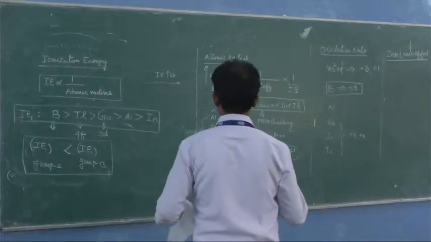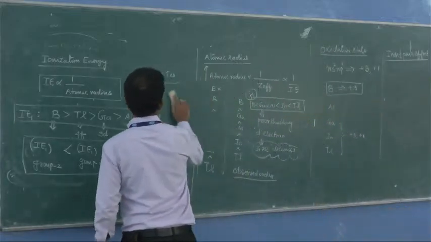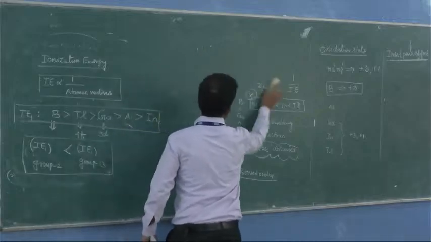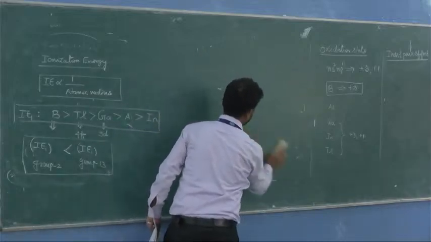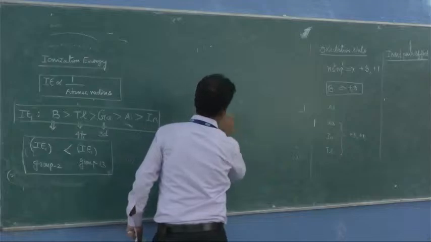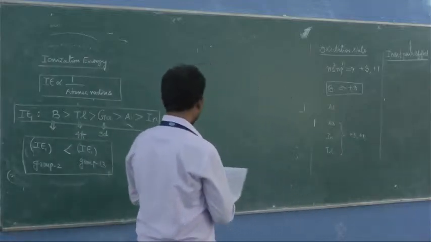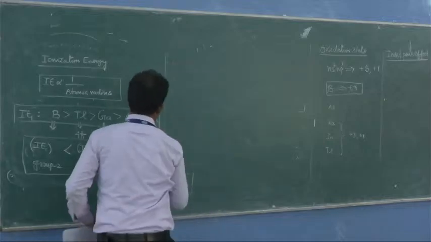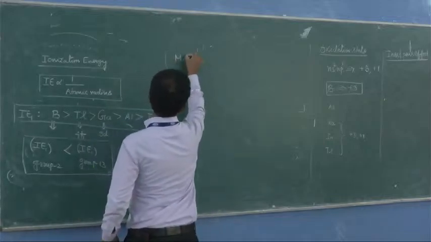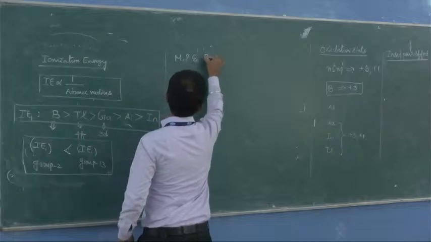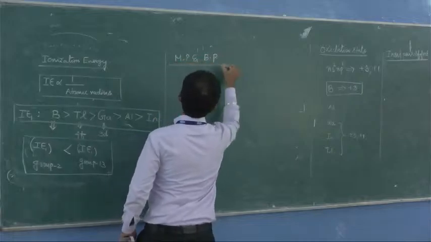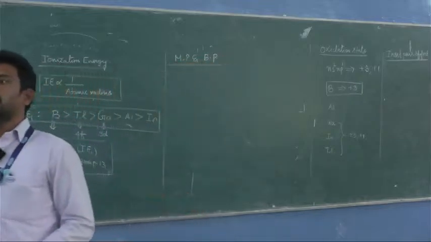Next, melting and boiling point. Next we are going to discuss melting and boiling point. Next property, melting and boiling point. Is it clear?